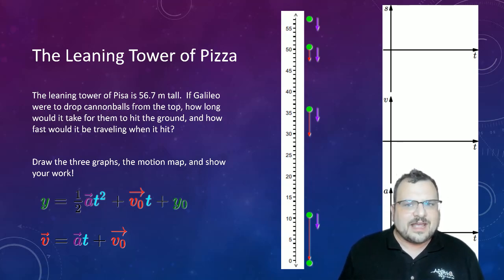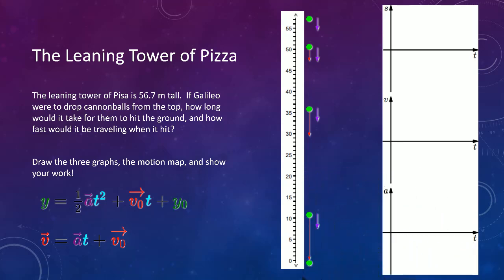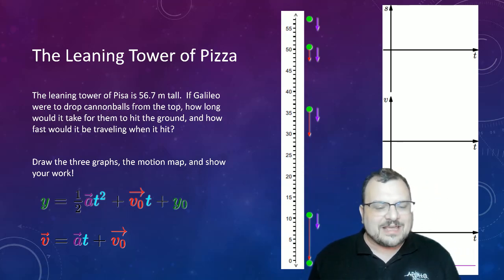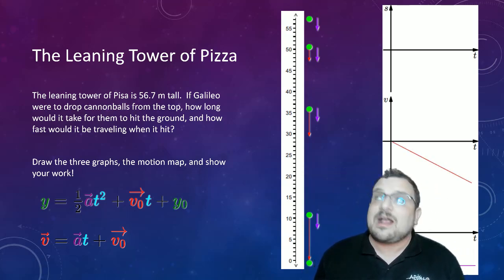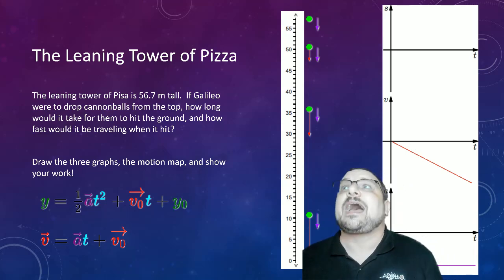So, when looking at the kinematics graphs for this, we're going to have a constant negative 9.8 meters per second squared for acceleration. For our velocity graph, we know that we're going to be starting off with a velocity of 0, and it's going to have that slope of negative 9.8. So the velocity graph is going to be a straight line just like that.